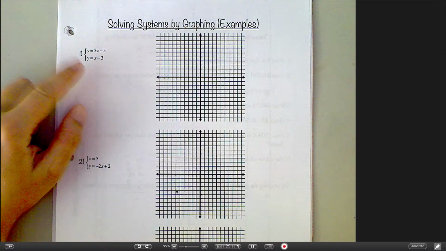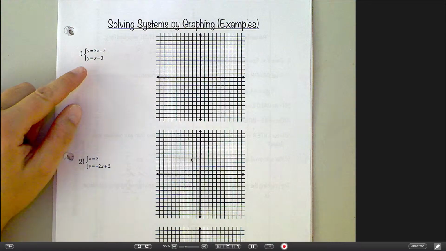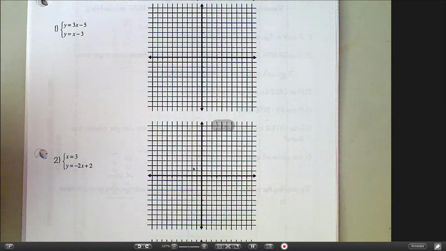Okay? So if I wanted to graph y equals 3x minus 5. Jotea, are you okay? Do you need to go get a drink? Yeah. Okay, go ahead.